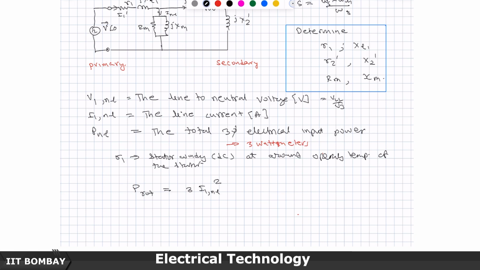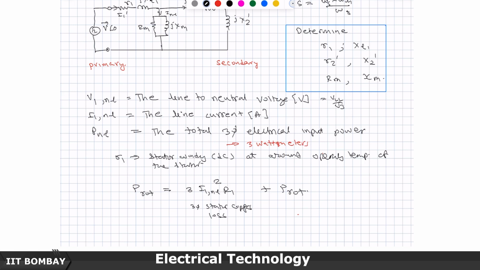So, 3 times I squared R1, the resistance of the stator. So, this is the 3 phase stator copper loss plus predominantly the rotational loss, is it not? So, these are the 2 main components of it.